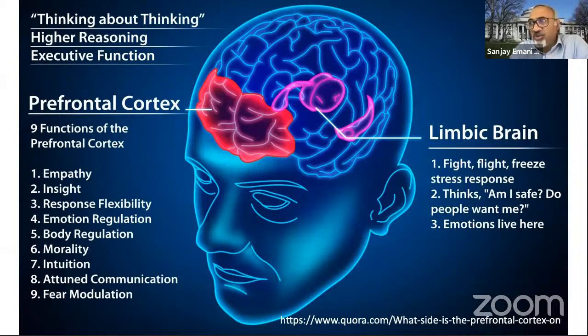This is the reward system, the fight, flight, freeze response. Emotions are related to the limbic system and the amygdala, which is a place in that area where the limbic system resides. And then this thing on the right is called the hippocampus. It's called a hippocampus because it looks like a seahorse, but that's where we know memories are formed.